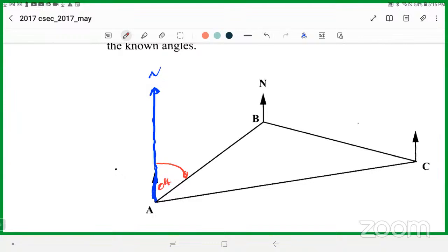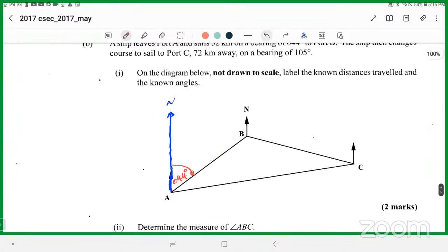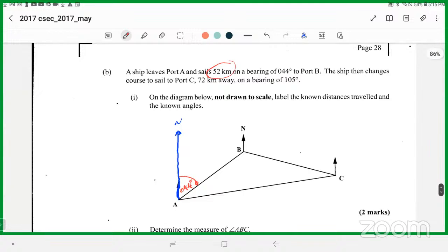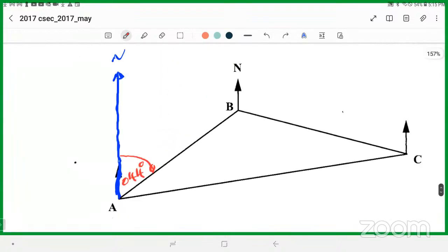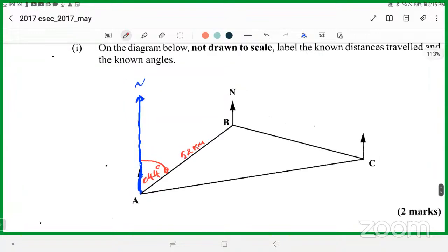044 degrees. And this distance, they tell us that distance is 52 kilometers. I want to put it on as well. 52 kilometers. All right. That's the information so far.